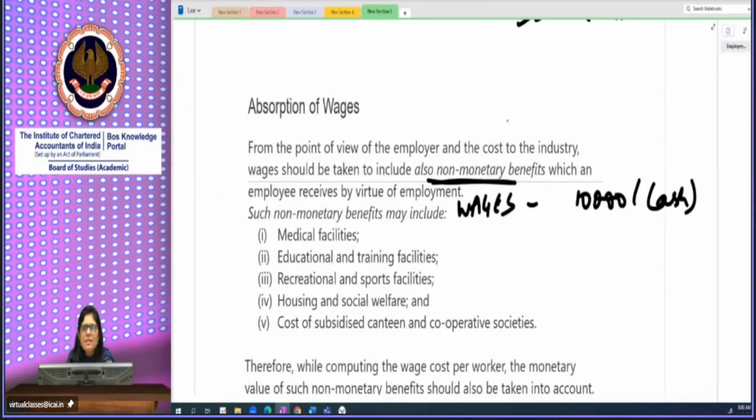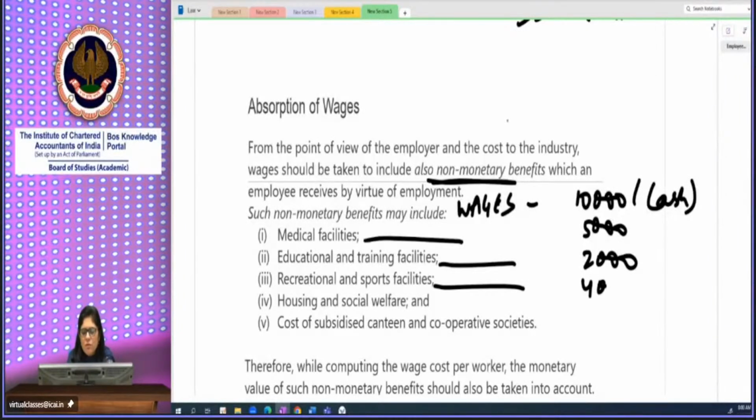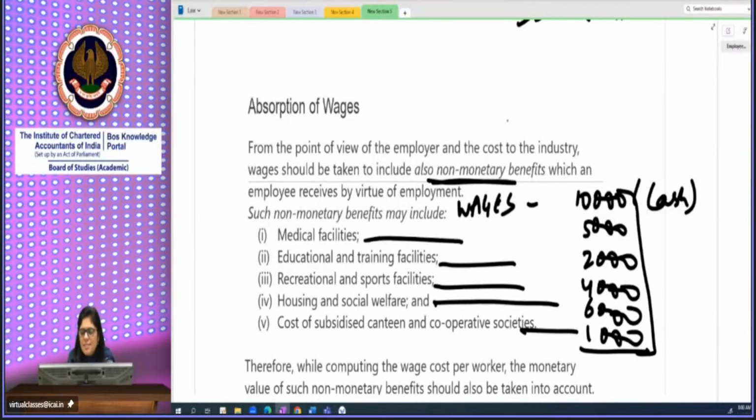So this 10,000 is an earning to the worker and also a cost to the employer, plus medical facility. The employee is not getting anything in cash for it, but the employer is, let us say, paying 5,000. Educational facility, let us say the employer is paying 2,000. Recreation, the employer is paying 4,000. Housing, 6,000. And canteen, 1,000. Now this is cash and these are the benefits, which you can call non-monetary.